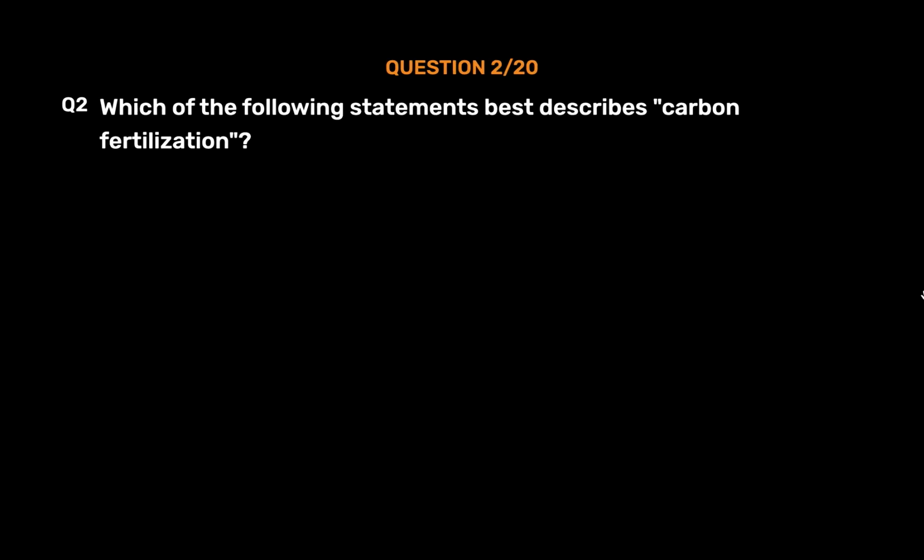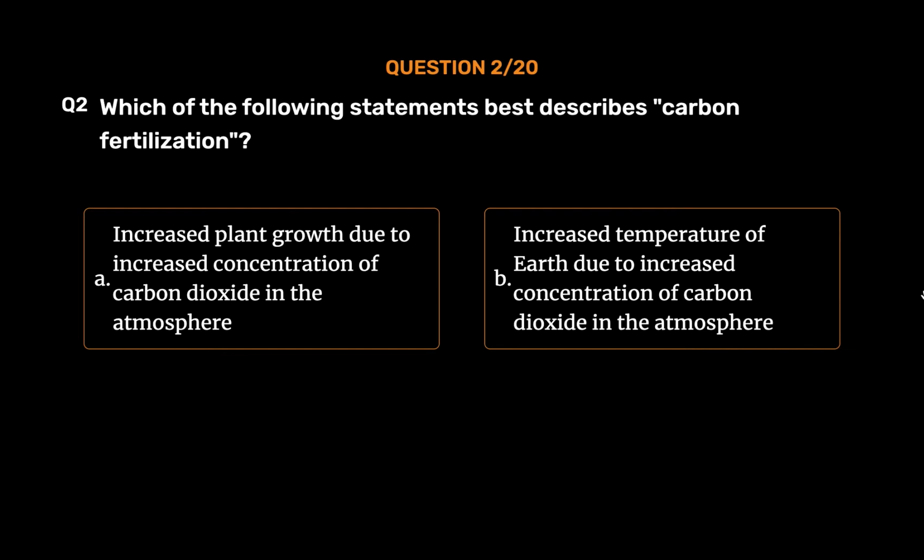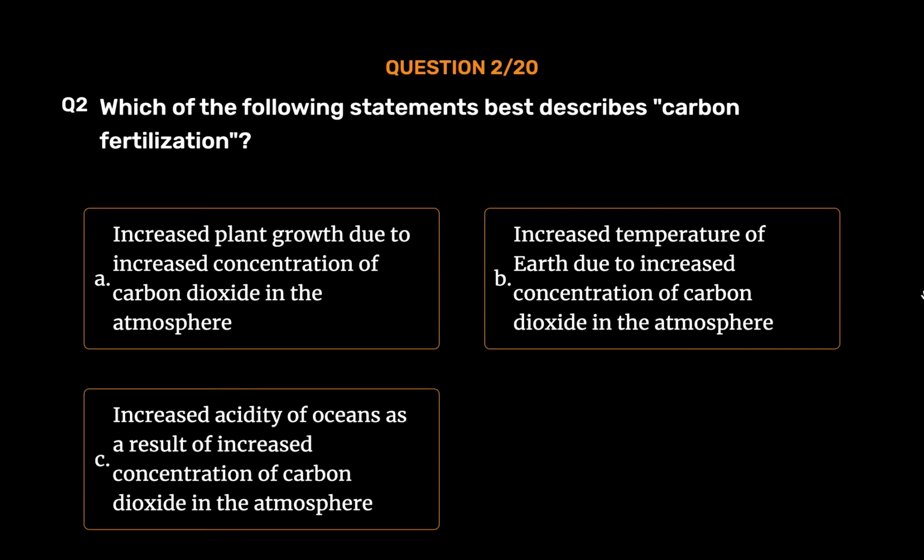Question number 2. Which of the following statements best describes carbon fertilization? Option A. Increased plant growth due to increased concentration of carbon dioxide in the atmosphere. Option B. Increased temperature of Earth due to increased concentration of carbon dioxide in the atmosphere. Option C. Increased acidity of oceans as a result of increased concentration of carbon dioxide in the atmosphere.